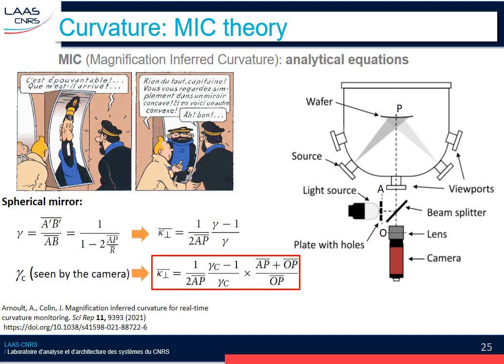But the virtual image is not always at the same position, and you capture a projection of this virtual image with the camera on its lens. So you don't measure the actual magnification factor, but a modified magnification factor, which I name here gamma C, which is the one seen by the camera. And so you need to apply this correction factor to the formula in order to extract the curvature in this configuration.